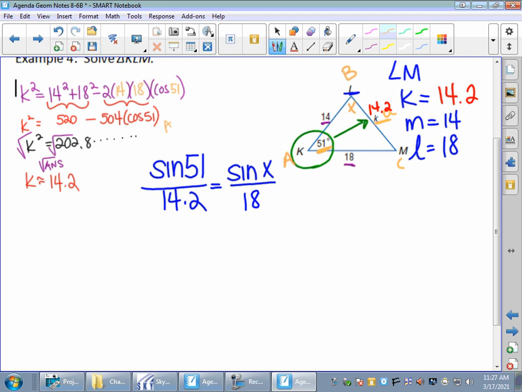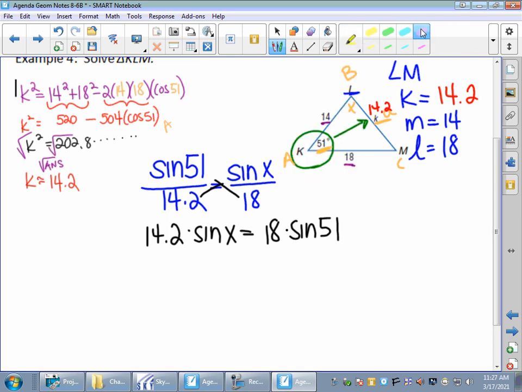So I chose to ignore angle M. You could have done angle M first if you wanted to. So when I cross multiply, I'm going to have 14.2 times the sine of X equals 18 times the sine of 51. Old-fashioned equation, right? First thing, if I'm trying to get this X by itself, I can't get rid of the sine until I get rid of the 14.2. So I'm going to divide both sides by 14.2.